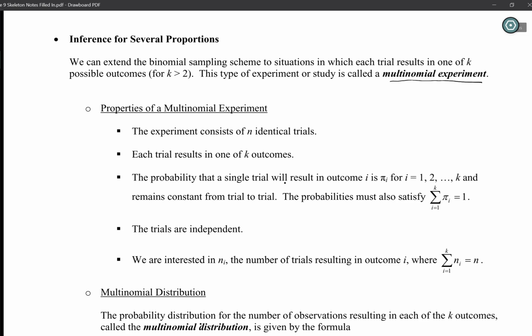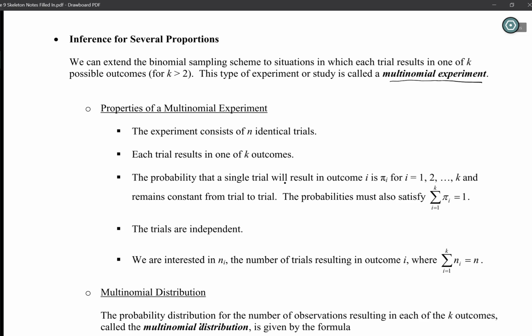Okay. Now the probability that a single trial will result in outcome i is given by pi sub i, and that remains constant from trial to trial. The probabilities must also satisfy that the sum of all the probabilities is 1, and that's very intuitive here. So instead of having a single probability of success, we have a probability of seeing the ith outcome, and we're going to have k of those probabilities.